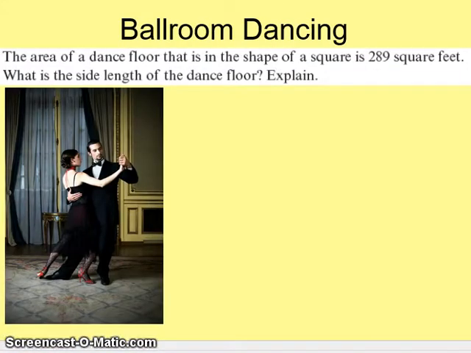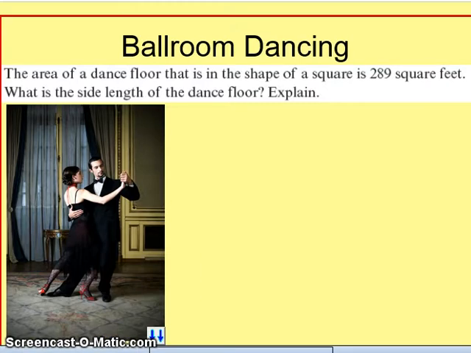For our final example, we did ballroom dancing. The area of a dance floor that is in the shape of a square is 289 square feet. What is the side length of the dance floor? Explain. Again, this is an example and you need to write it in your notes. Now they tell us that we have a square dance floor. I'm going to try to draw a square. Please bear with me. I'm not so great at drawing.